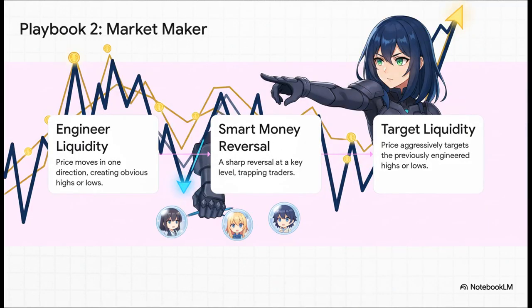And here's another classic, the market maker model. With this playbook, the market literally builds up liquidity. It creates these really obvious, tempting highs or lows that just scream, trade me. Then, boom, you get a sharp reversal, and it aggressively goes right back to attack the very liquidity it just created. It's pretty amazing to watch once you know what you're looking for.